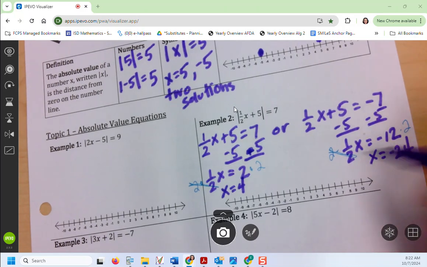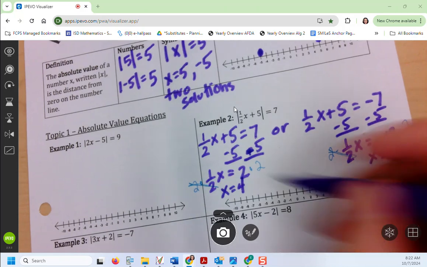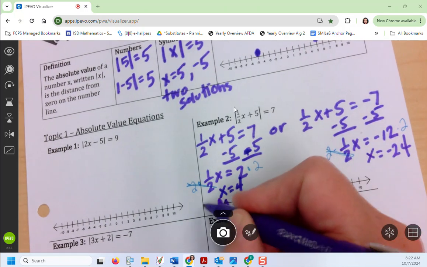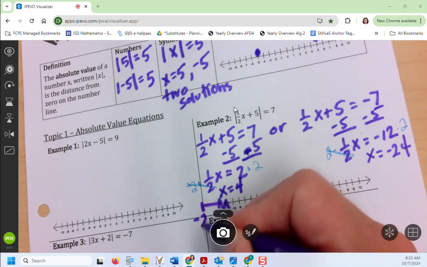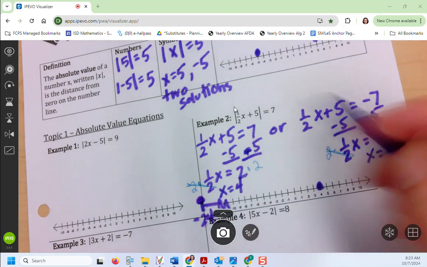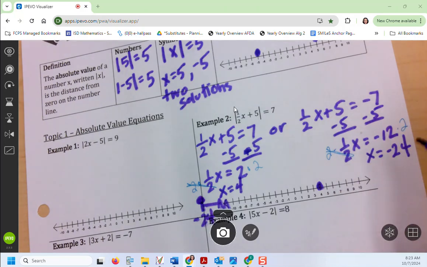All right, so x equals 4. I'm going to put a dot right here. X equals negative 24. I'm going to show a break in this number line, and I'm just going to make negative 24 right here. And then I've got a dot right here. Okay, so my dot's at 4, and then my dot's at negative 24.